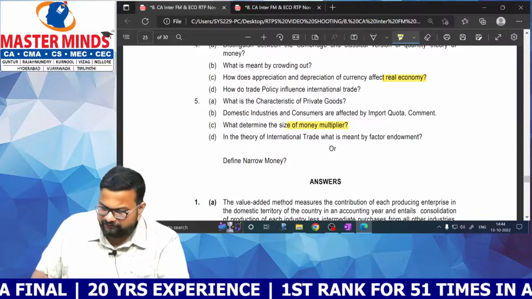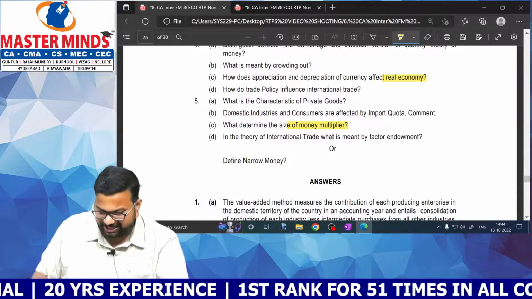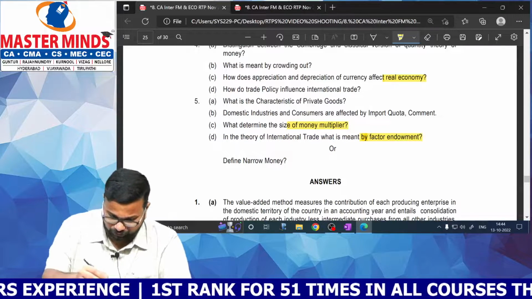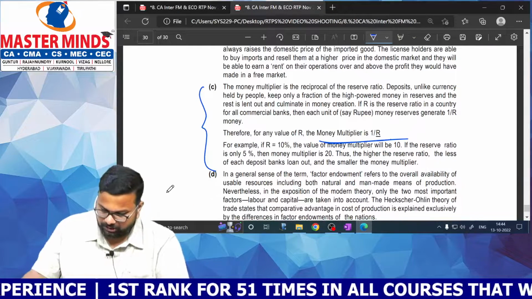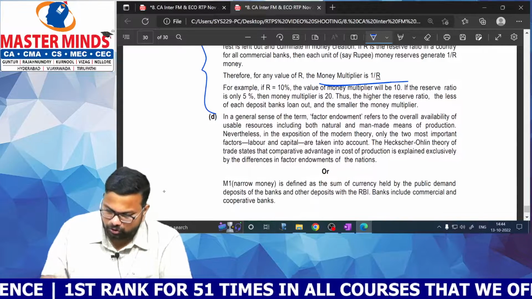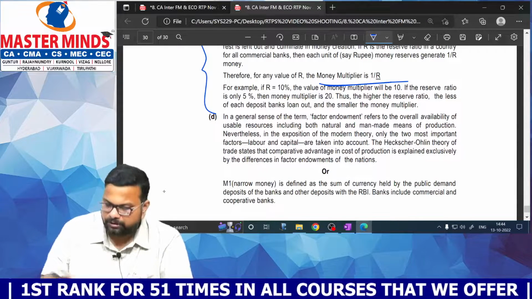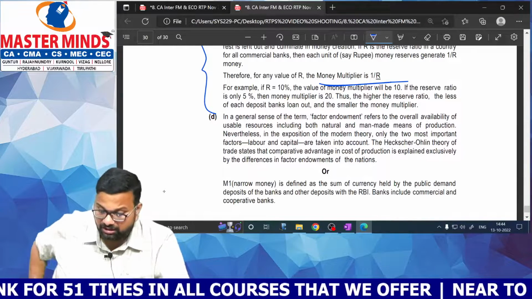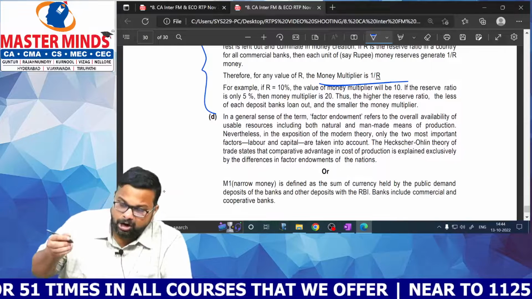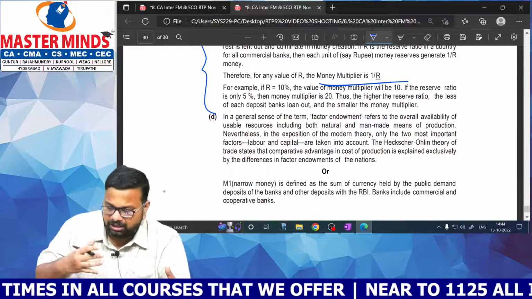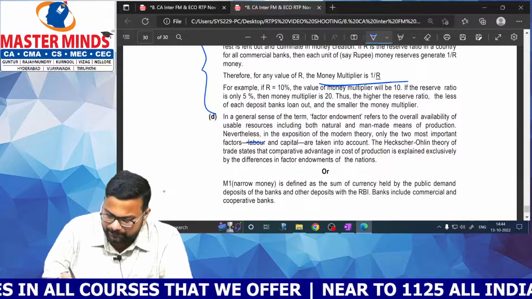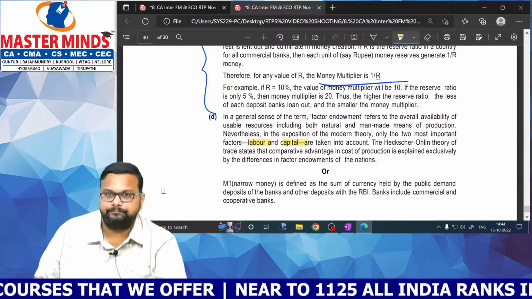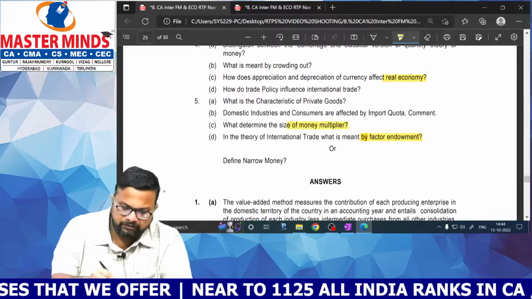Next, in the theory of international trade, what is meant by factor endowment? Factor endowment means we are talking about availability of resources. So in general sense, factor endowment refers to overall availability of usable resources. What is the amount of resources that is available for production for international trade? Here, when we talk about international trade, the important resources are labor and capital. Okay, so that thing we need to write here.